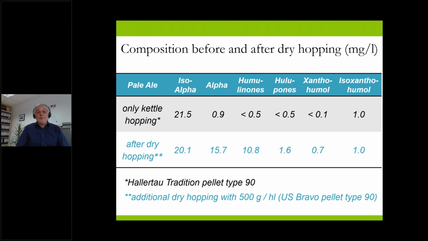And you see some differences in the composition. With regard to iso-alpha acids and isoxanthohumol, you see almost the same concentration. There are no more compounds introduced by dry hopping. With regard to iso-alpha acids, usually the concentrations even go down because the hop matrix, the hop powder, absorbs some of the iso-alpha acids. But the picture is then completely changing. And also for lupulones and for xanthohumol, we have higher concentrations.